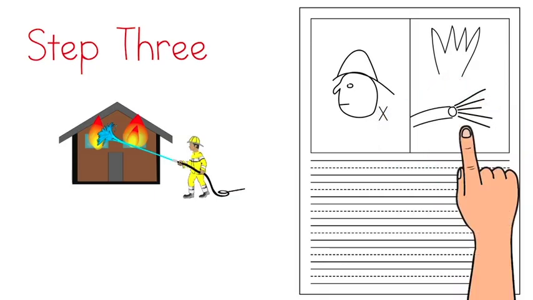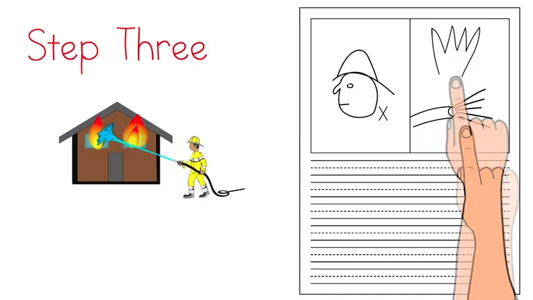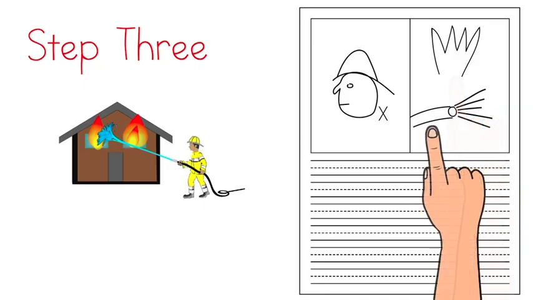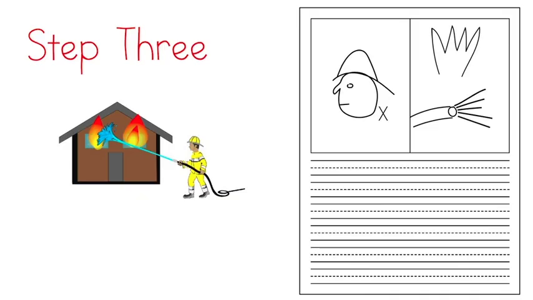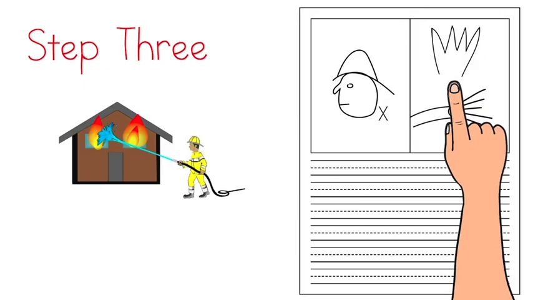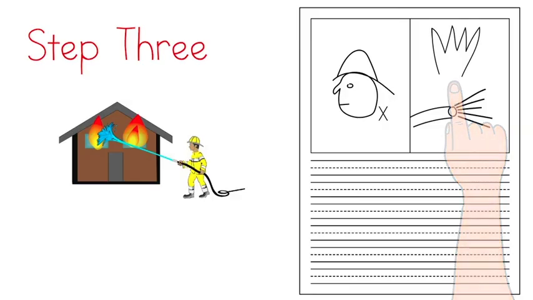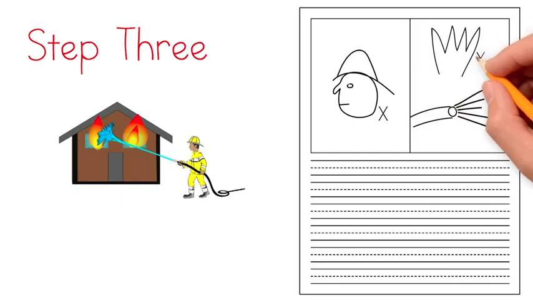Sprayed water from his hose to put out the fire. Water, hose, and fire can be described in this part of the sentence. That's a lot to describe. Good writers only choose the most important parts of a sentence to describe. Fire is important because that's what this part of the sentence is mostly about. The fire. Put an X by fire.